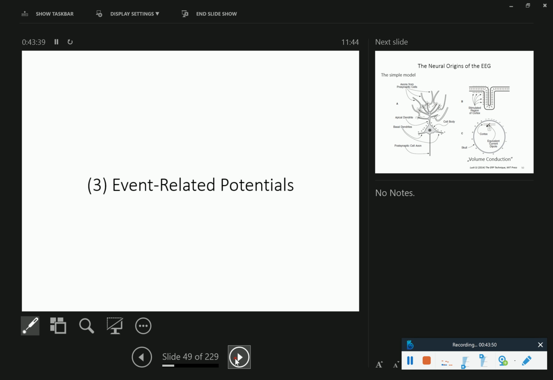Good. So that is the basic model for EEG responses, which you should learn about. And then next time we start to talk about event-related potentials. Any questions? No.